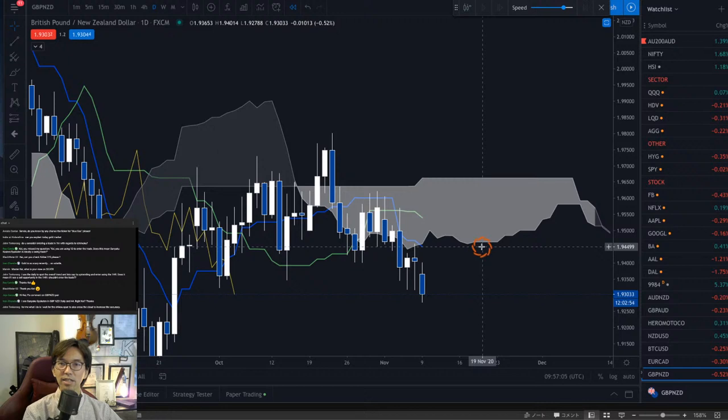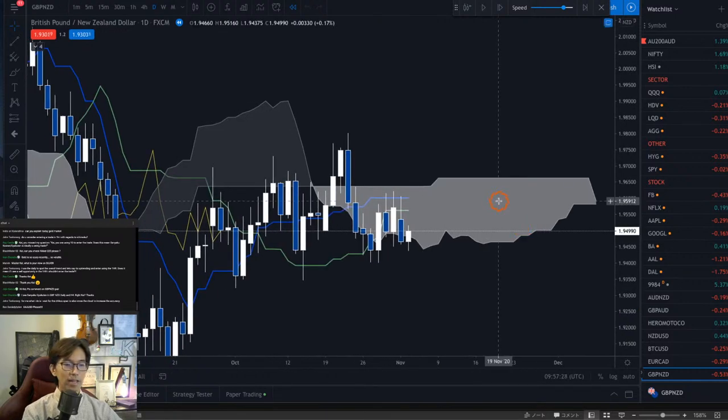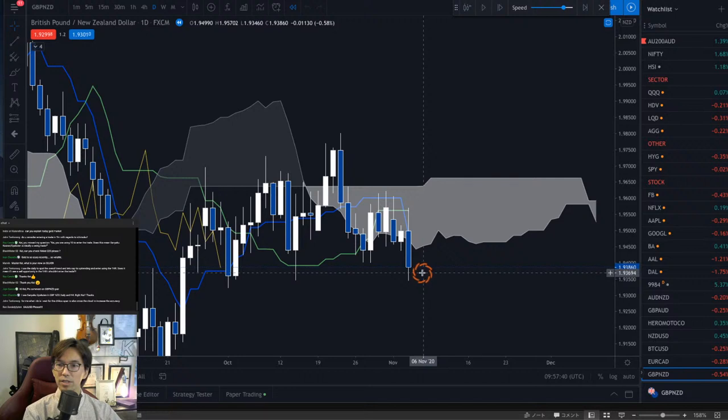So once again, here's the daily chart, GBP NZD pair, and we find the Kumo breakout. But at the Kumo breakout, Tenkan-sen, Kijun-sen, gold cross, sorry, dead cross, was happening at the same time. So if I go back the chart a little bit more, let's see if you see the market like this on this day. This was the 3rd of November. So Chikospan is still overlapping. So let me move the candles one by one.